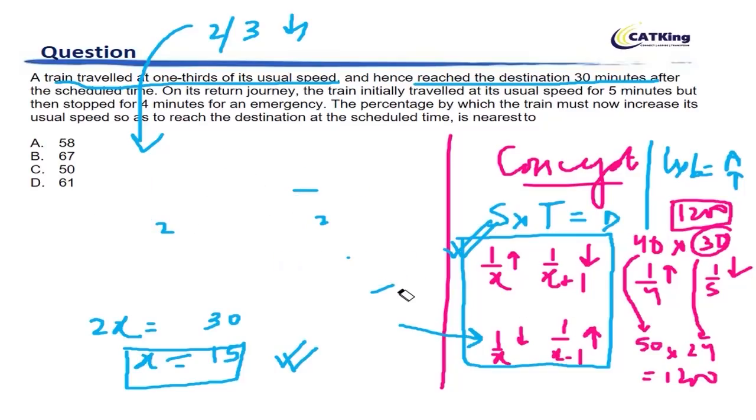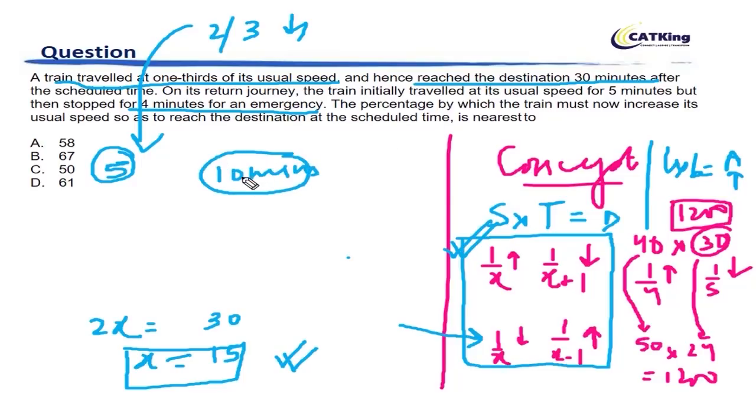Now that we have found that, let's read the next part of this question. It says that on the return journey, the train traveled at its usual speed for 5 minutes. Okay, 5 minutes it has traveled. Now 10 minutes it has to travel. However, it stopped for 4 minutes for an emergency. Now, how should it travel so that it covers the distance for 10 minutes in 6 minutes? So it has to basically reduce its time, such that the new time is 6 minutes.